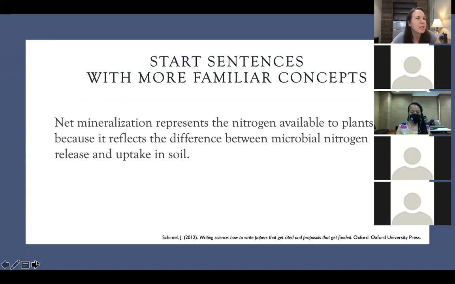Here's another example of a sentence that we can look at and understand how structure affects interpretation. If we have the sentence, "Net mineralization represents the nitrogen available to plants because it reflects the difference between microbial nitrogen release and uptake in soil." We're starting with the idea that your reader understands what net mineralization is. So this is a topic that's unfamiliar to many readers. You want to think about whether your readers know what that means. Is this a specialized journal where your readers might know what that means and you don't need to introduce it?